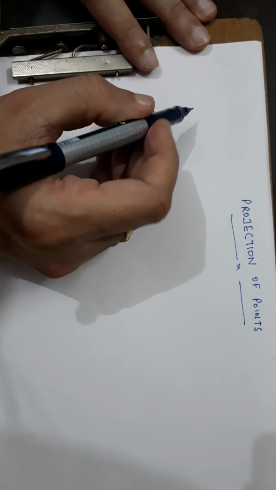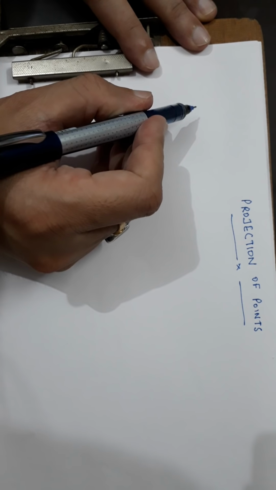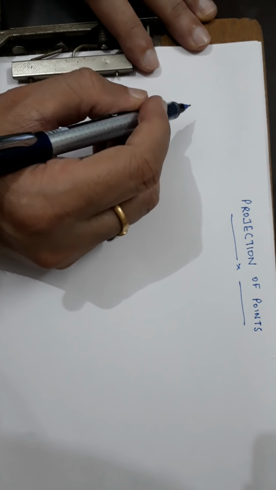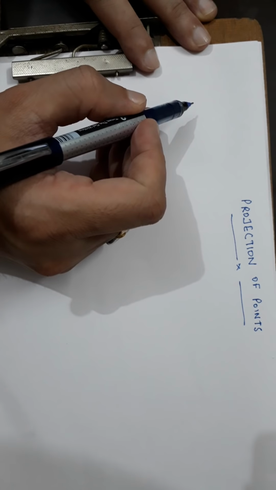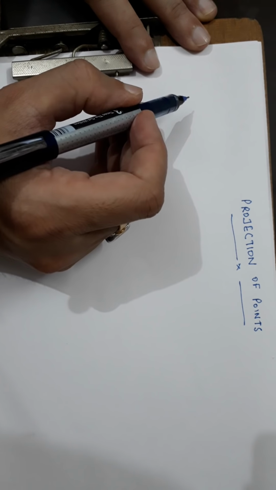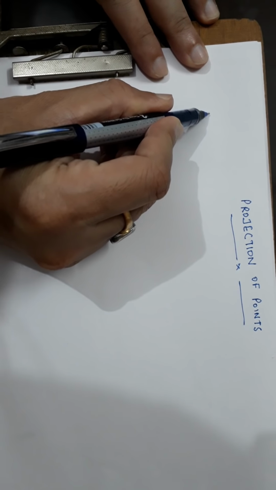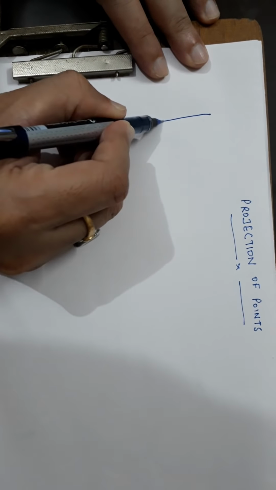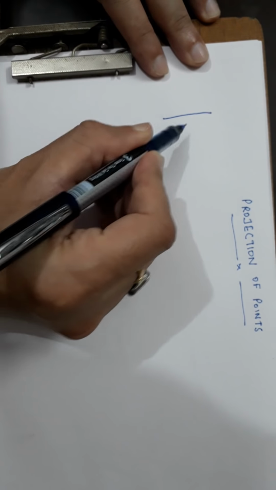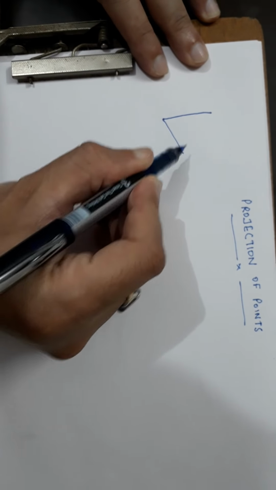I hope you have the understanding of what is meant by the quadrant system. First I will do it in the first quadrant, then second, and then third, and last I will do the fourth quadrant. Now suppose an object is in the first quadrant. So this is the first quadrant.